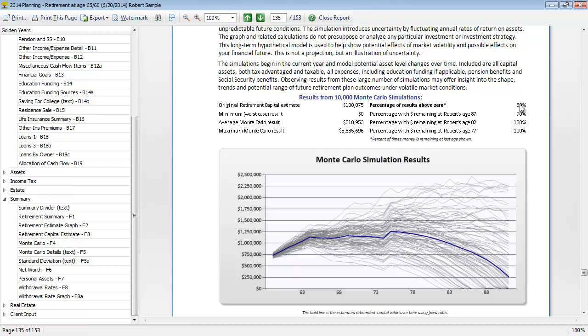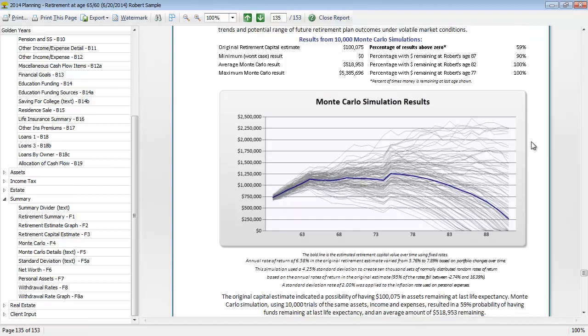The percentages on the right-hand side, people like to take a look at these. The percentage of results above 0 is 59%. That's at that final life expectancy, and that's the number of those trials that never hit 0. So about 60% of those trials were successful, which means the other 40% did run out of money and they did hit 0 before life expectancy. It also gives you 3 other ages, so you can see how that percentage changes throughout the projection.